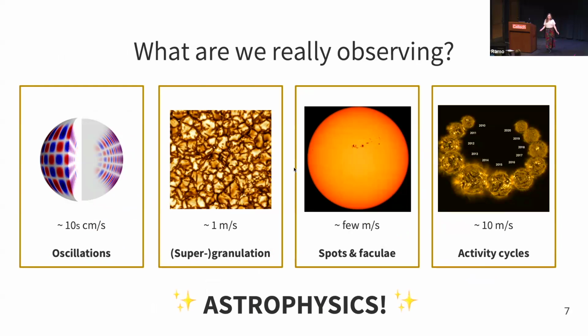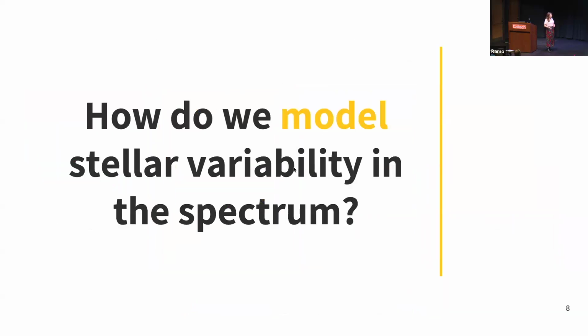So notice I haven't been calling it stellar noise. I've been calling it stellar signals because that's what it is. It's a signal from the star. It has a lot of interesting physics encoded in it. And I want us to think of mitigation methods here not as getting rid of the noise, but as teasing out and separating multiple signals that are in the data. So with that said, my main question to address in this talk is how do we model stellar variability in the spectra that we observe?